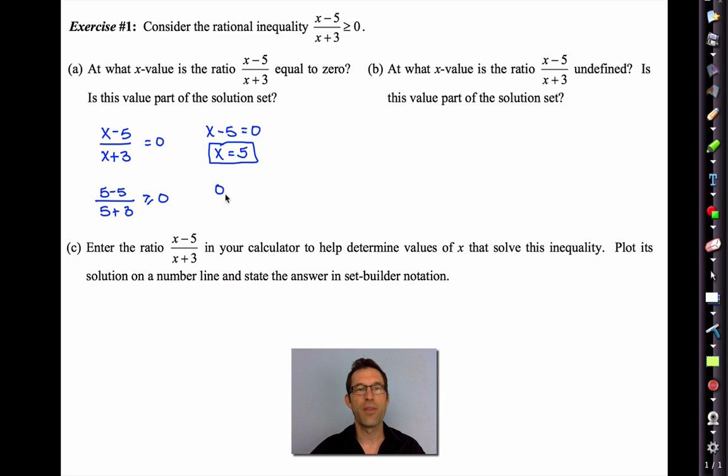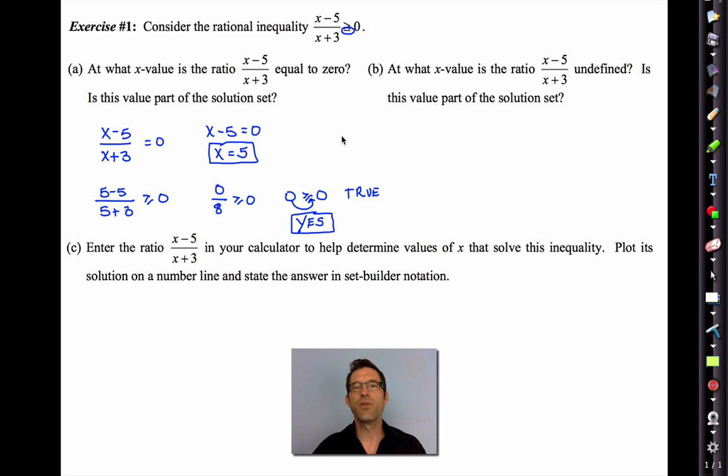All right, now what that gives us is 0 divided by 8 is greater than or equal to 0. Of course, 0 divided by 8 is 0, so we get 0 is greater than or equal to 0, and that is, of course, a true statement, because 0 is equal to 0, right? It's all about that equality sign, and therefore the answer is yes, it is part of the solution set. Okay, all about that little equals being included.